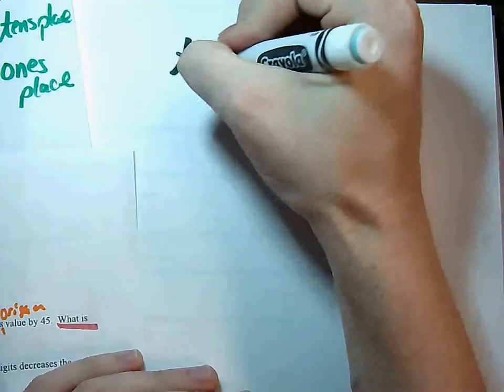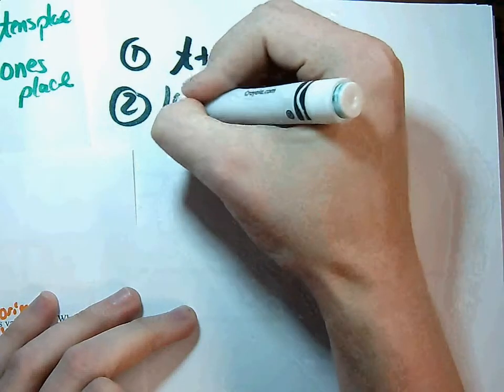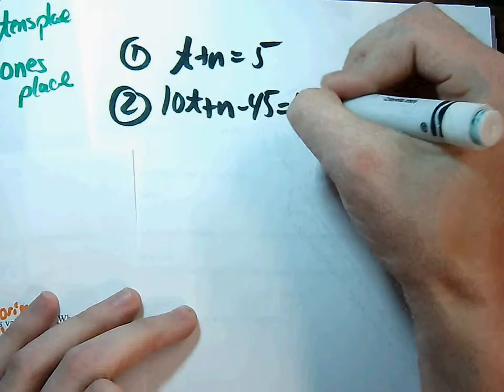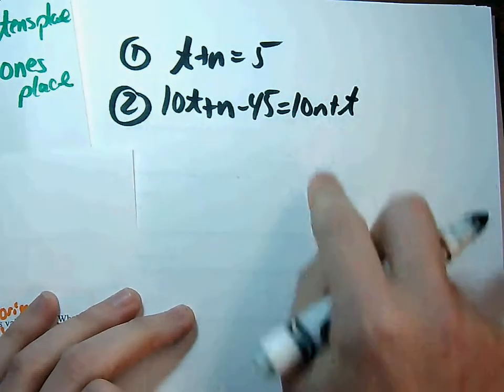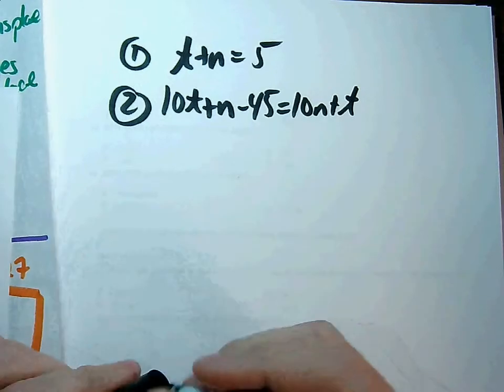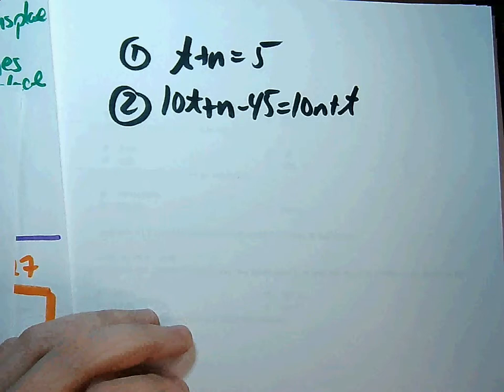t plus n equals 5, my first equation. My second equation was 10t plus n minus 45 equals 10n plus t. That is the most awful looking equation I have seen in my life. I am going to make it look a lot better. I wish I had the ability to memorize on paper.